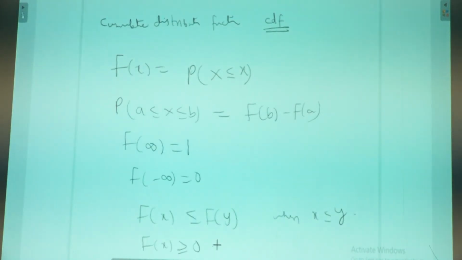I wrote there F of minus infinity, actually it is approaching minus infinity. Approaching towards minus infinity, its value is 0, approaching towards plus infinity, its value is 1. Probability value always lies between 0 and 1.